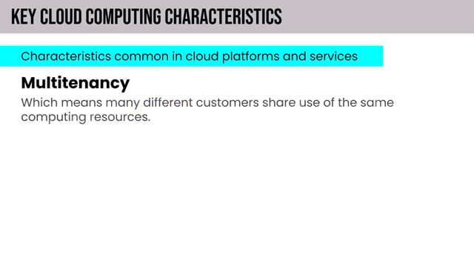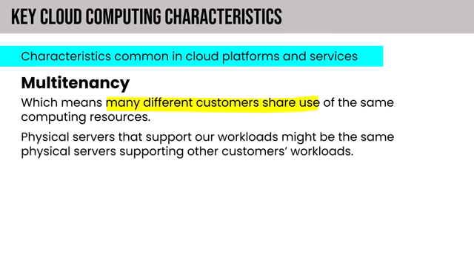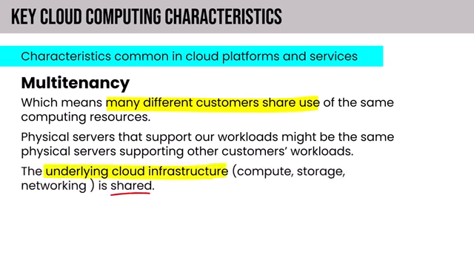We have multi-tenancy, which means many different customers share use of the same computing resources. Physical servers that support our workloads might be the same physical servers supporting other customers' workloads. And the underlying cloud infrastructure, the compute, the storage, the networking, it's all shared, and shared generally by multiple customers.